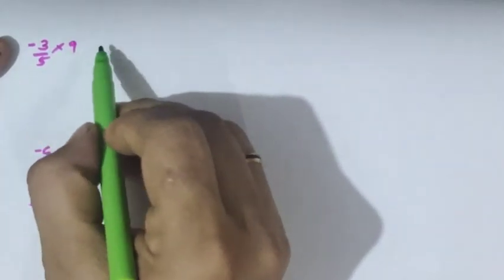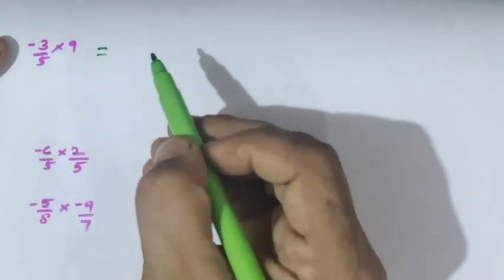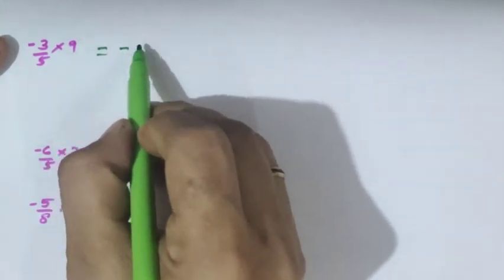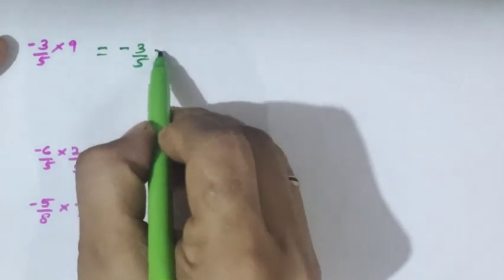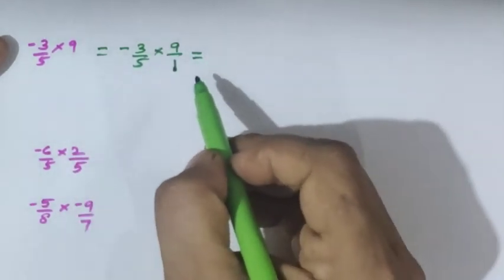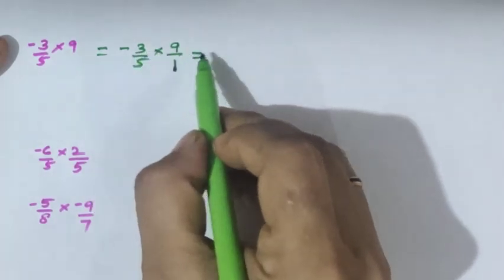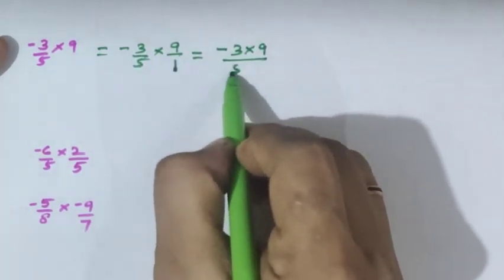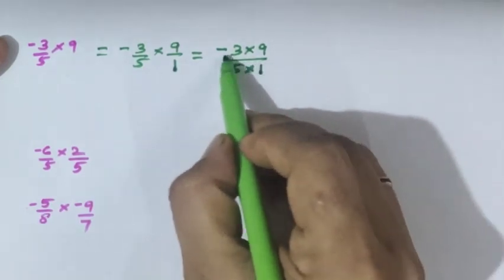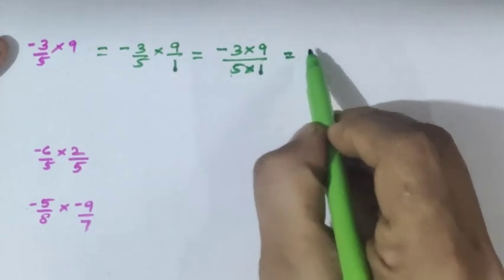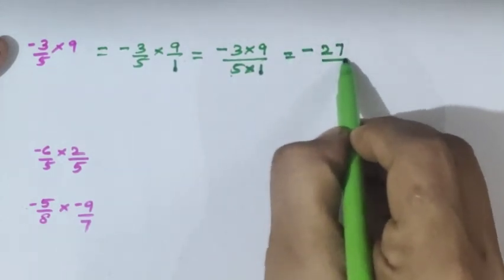Minus 3 by 5 into 9. That means minus 3 by 5 is repeated for 9 times. What we should do means minus 3 by 5 into 9 by 1. So what is the rule for this one? Numerator into numerator. Minus 3 into 9 divided by 5 into 1. That is numerator into numerator by denominator into denominator. So our answer is minus 27 by 5.